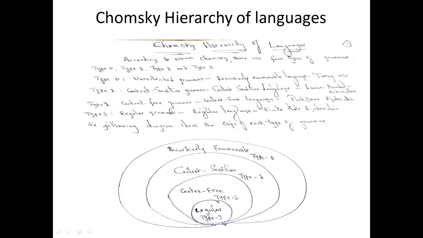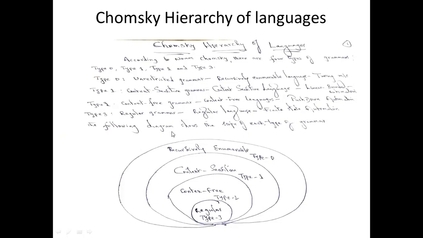And type 2 is context free grammar. Free here means free on the right side part, not on the left side part. But in unrestricted grammar, the grammar rules are free on the left side as well as the right side part. In context free grammar, free means we can take any number of terminals and non-terminal symbols at the right side part. Terminal means lowercase letters and non-terminal means uppercase letters. So type 2 is context free grammar which produces context free language, and this language can be recognized by pushdown automata.